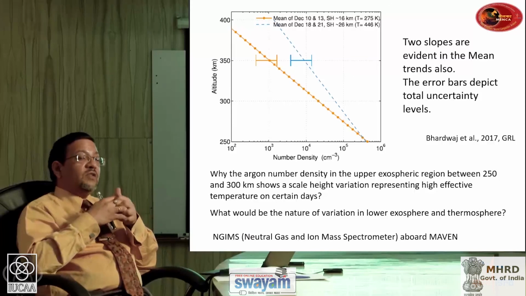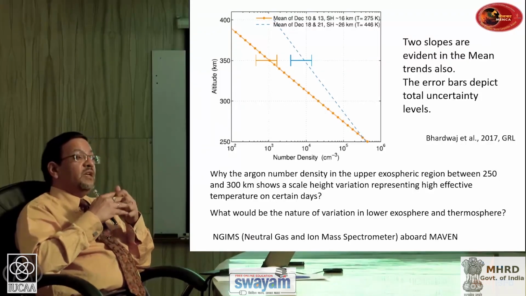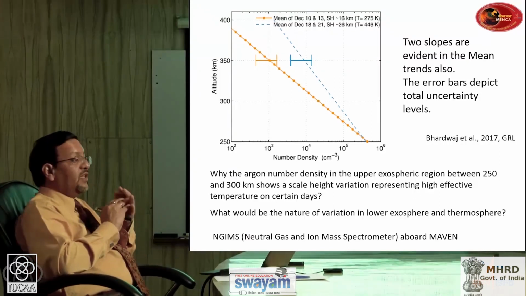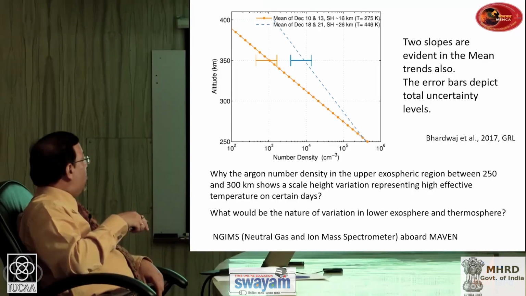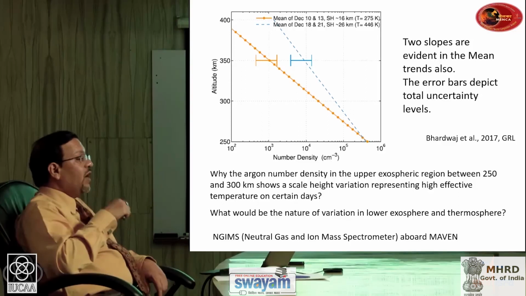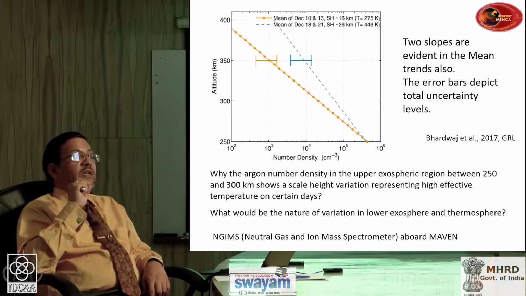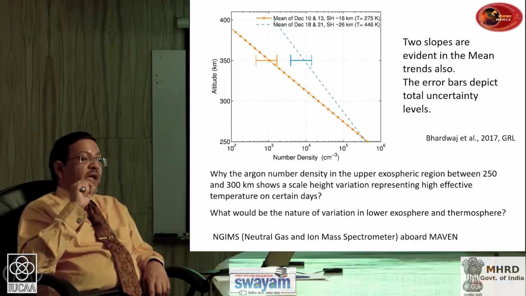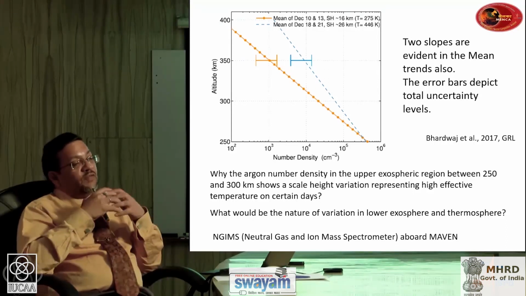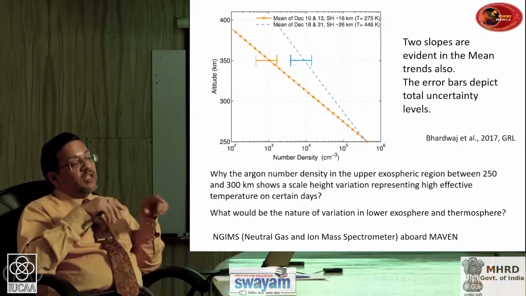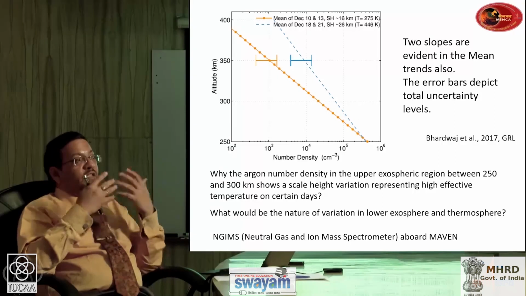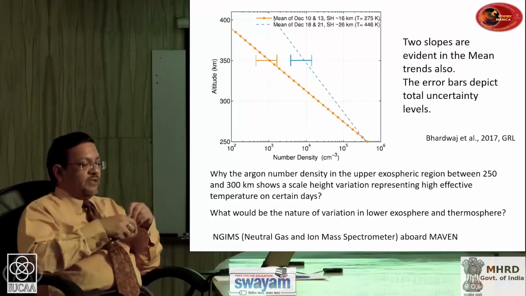And this is a discovery because this has now changed our understanding. Not only argon, we have also seen CO2 having a higher temperature than the other species. So, we are looking into the processes which are causing these differences, and this has implications because if you have a higher temperature, this will aid in the escape of these atmospheric constituents from Mars.